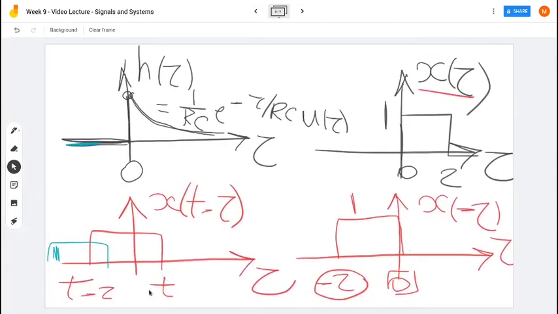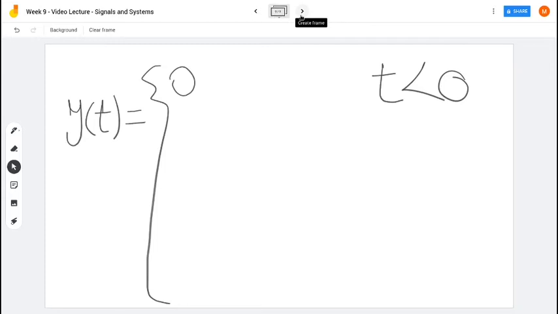But if t is larger than 0 and t minus 2 is less than 0, as the case here drawn in red, the overlap will be from 0 up to t, and in this case the integration will go from 0 up to t. So let me write down the following. In this case we will be having an integration from 0 up to t.